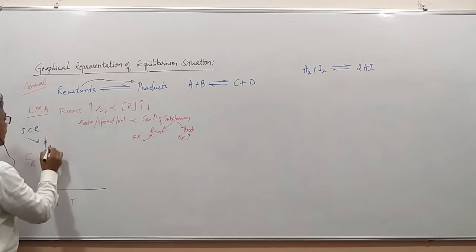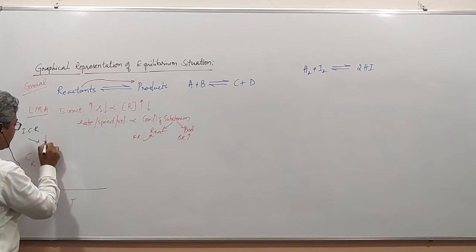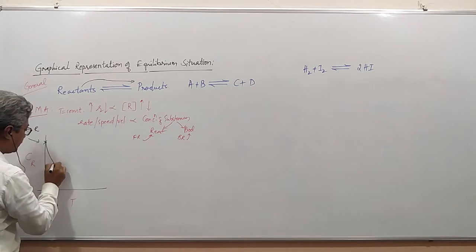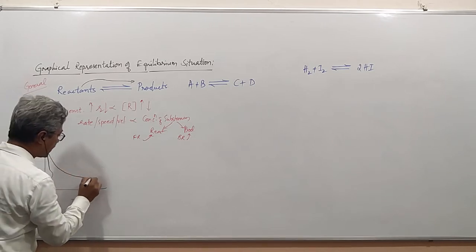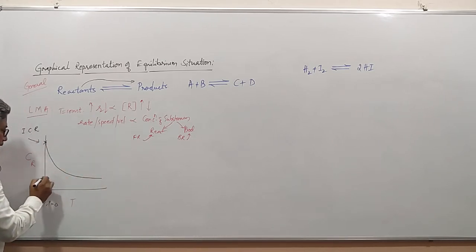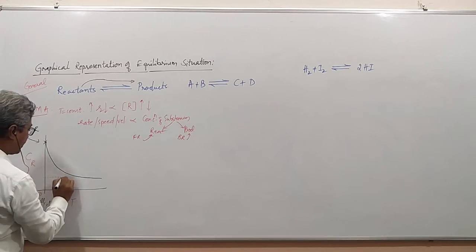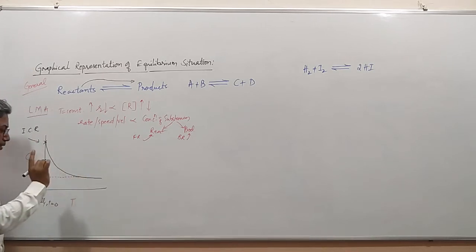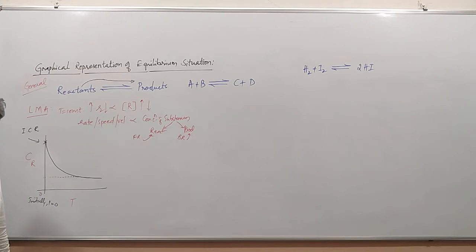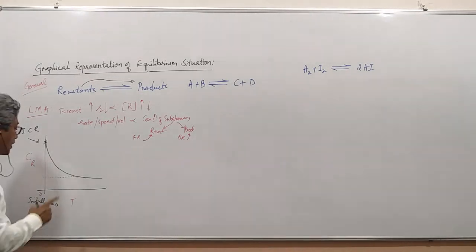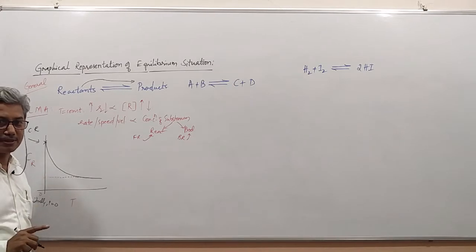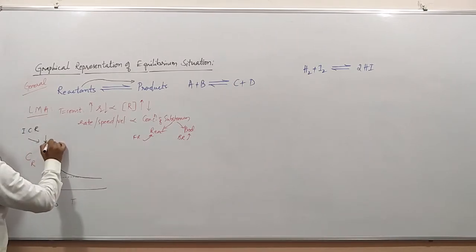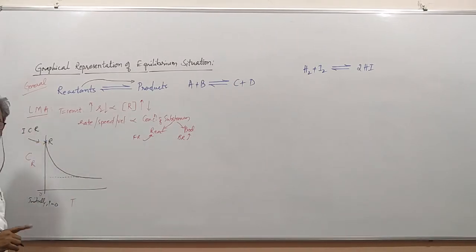Yes, students? That means we can write it like this. And a stage will come where the concentration of reactant will be fixed. It will remain unchanged, it will remain as it is. That situation where the concentration of the reactant is not changing is called the equilibrium situation. See, this is the reactant's behavior.